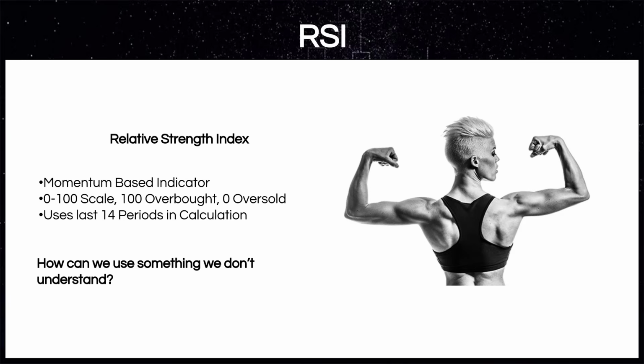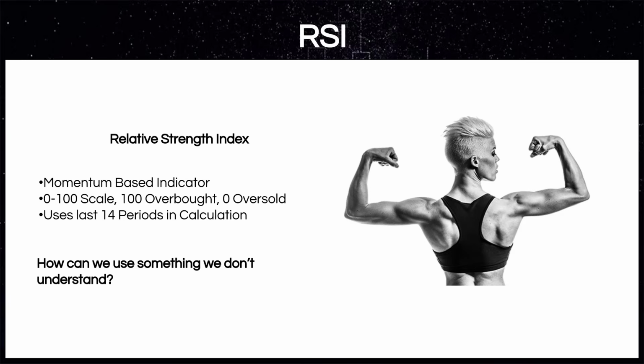And it takes 14 periods of price information. So if you're looking at a daily chart, it's going to use the last 14 days of information. If you're looking at a 5-minute chart, it's going to be using the last 14 5-minute periods in its calculation. So this value, represented as anything between 0 and 100, is supposed to tell us if something's overbought or oversold.